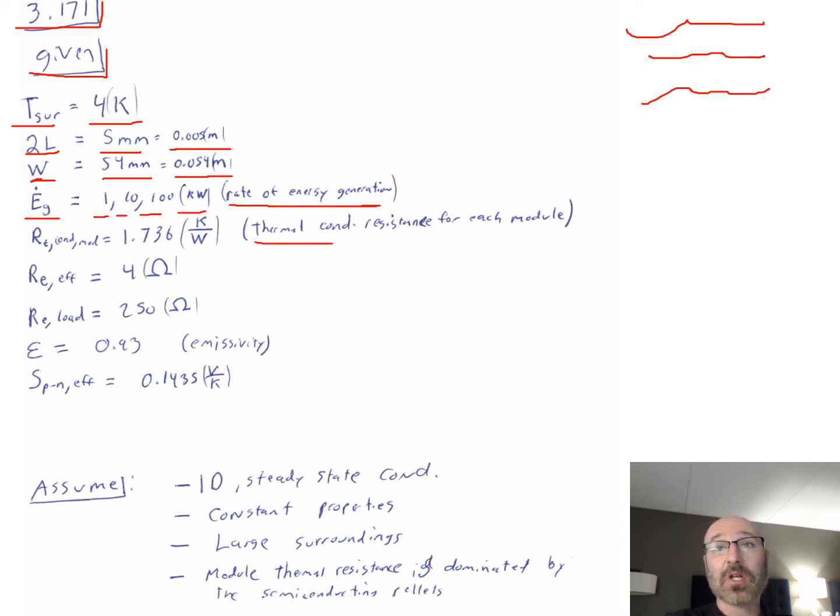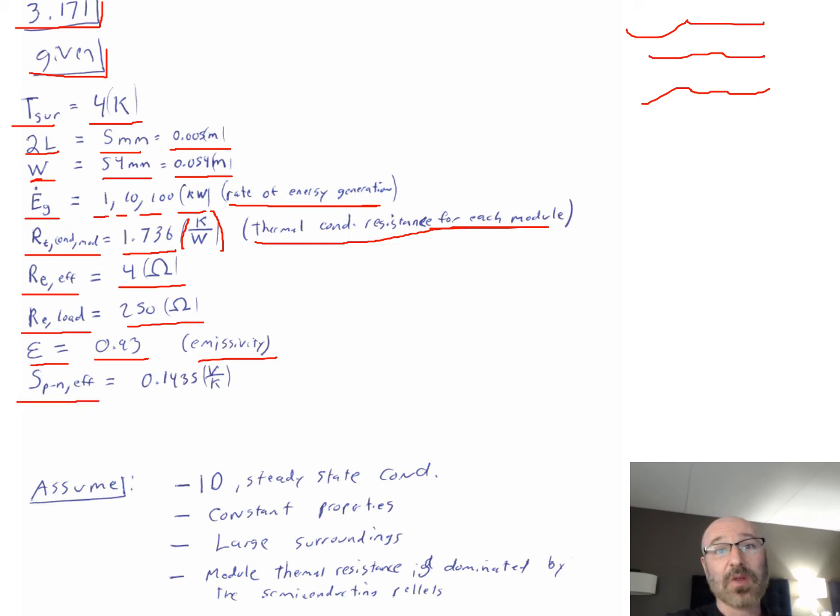Then we have our thermal conduction resistance for each module, R sub T conduction comma module, of 1.736 K per W. We have our R_e effective of 4 ohms. We have our R_e of the load of 250 ohms. We have our emissivity given as 0.93, and we have our value for the coefficient of 0.1435 volts per K. And again, I rewrite those same assumptions: 1D steady state, constant properties, large surroundings, and that the module thermal resistance is dominated by the semiconductor pellets.